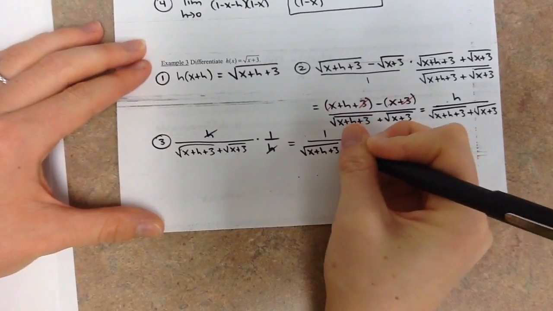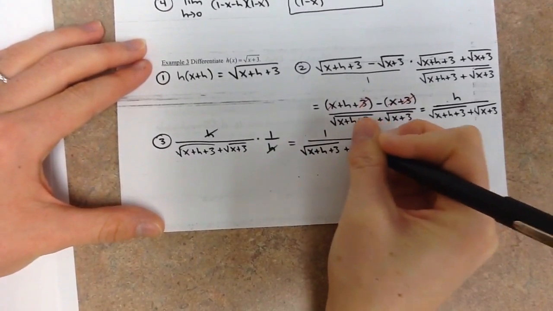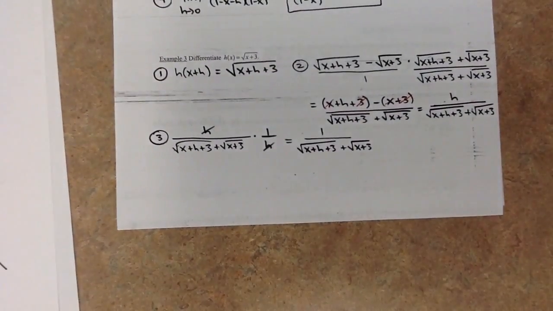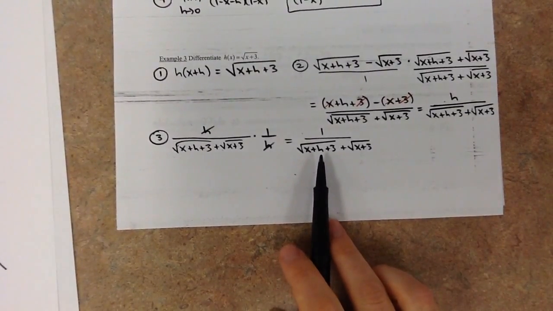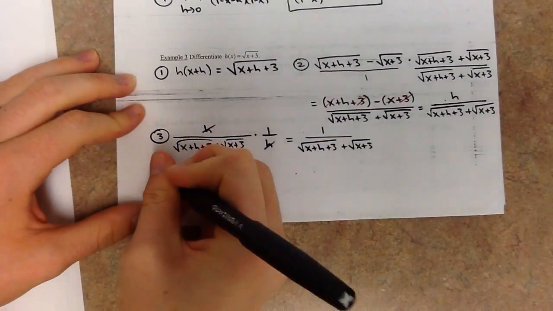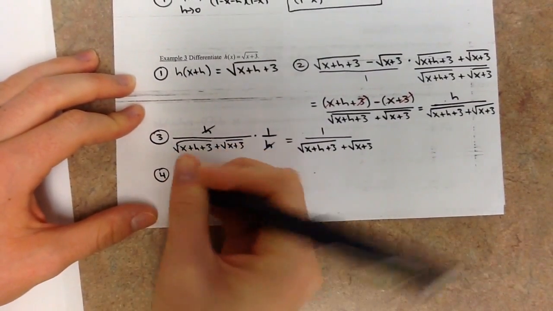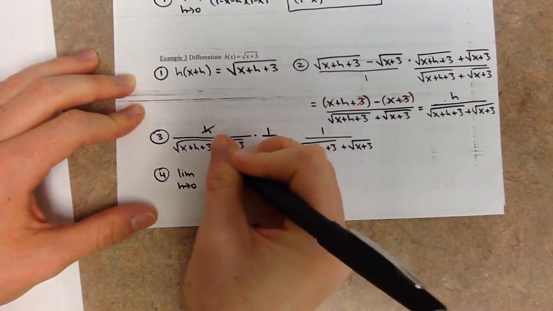So here's what I'm left with. So remember again what this represents. This is the slope of the secant line between x plus h and x. But I want the secant line to become a tangent line, which means I want h to approach 0. So for my final step, I take the limit as h approaches 0.